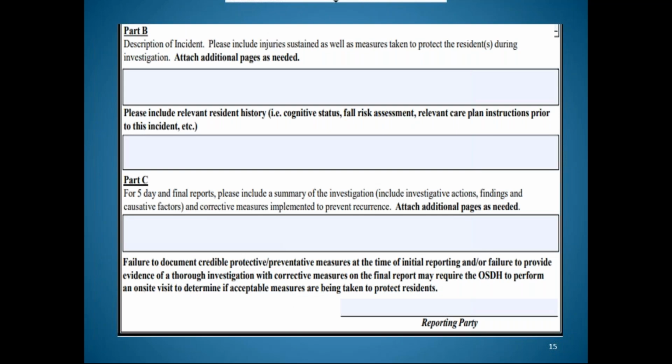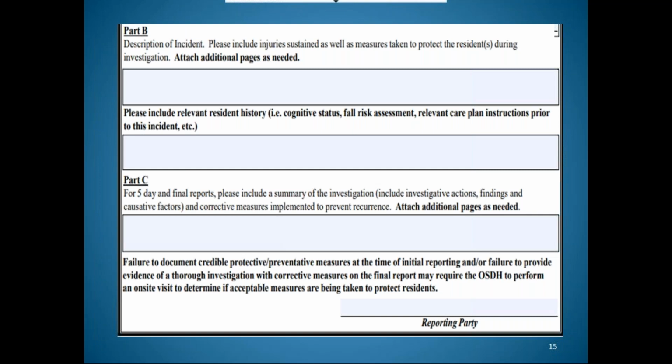And Part B then is also required at the initial. In the first box, you're going to describe the incident. We want you to include any injuries that were sustained, as well as any measures taken to protect the residents during the investigation. And protecting those residents especially is important when it comes to any type of abuse allegation. Your very first priority should be how are you going to protect that resident the minute the incident or the allegation comes about.